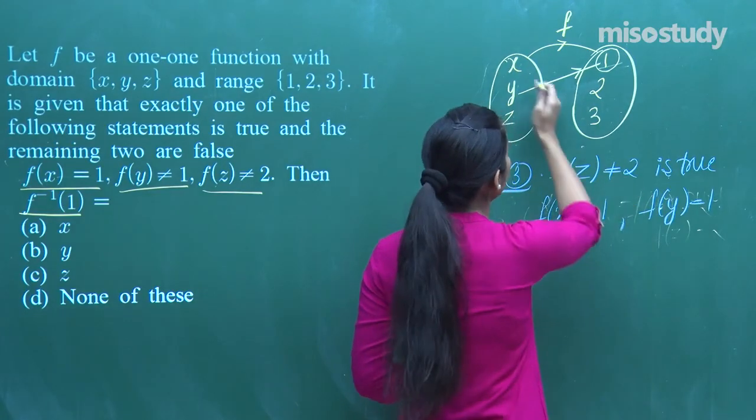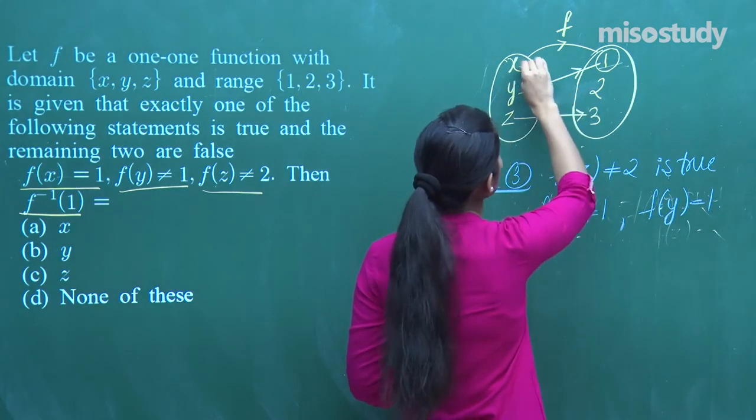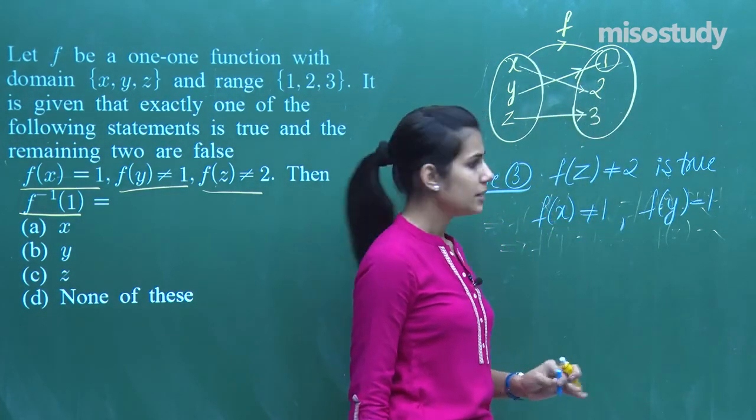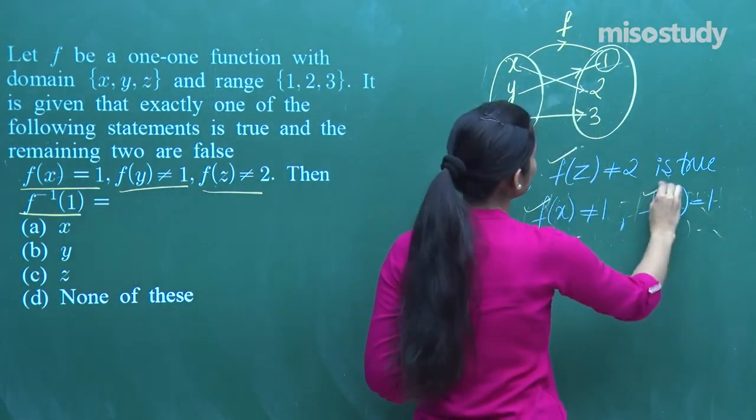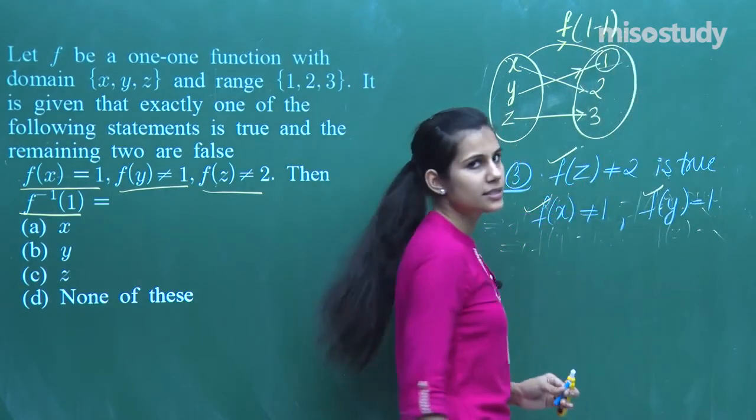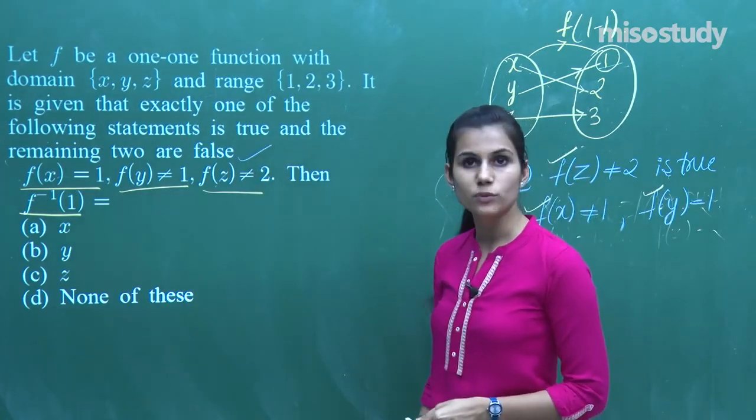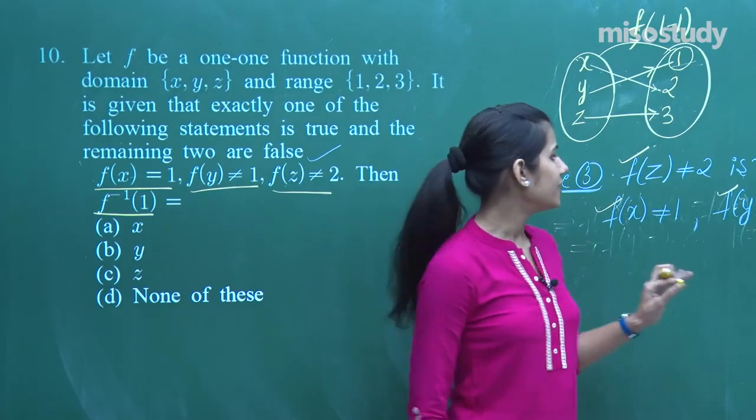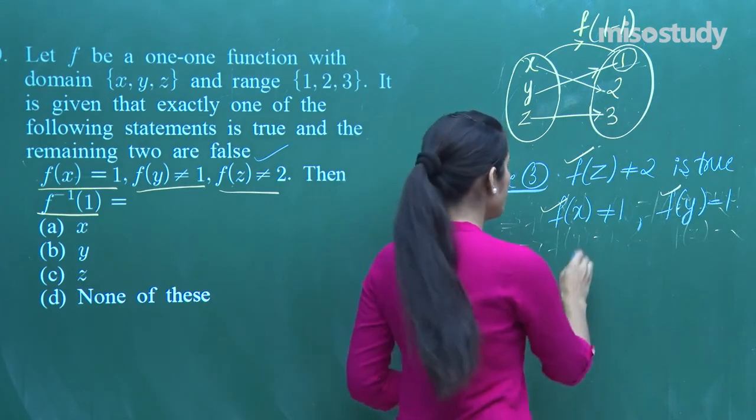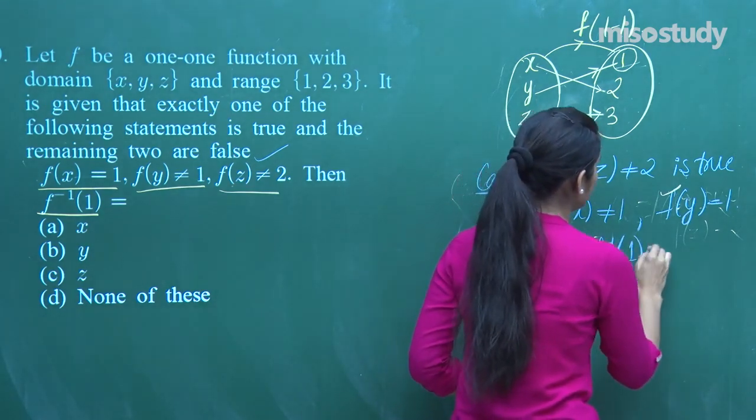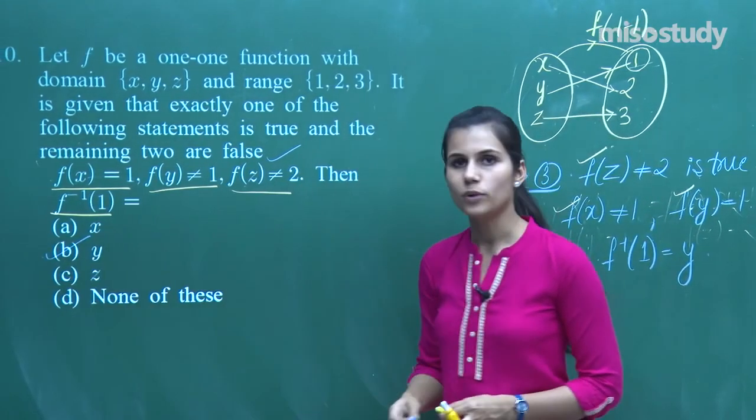That means z cannot be mapped to 2, so let me map z to 3. And x cannot be mapped to 1, so let me map x to 2, because already f(y) is 1. So now this mapping is satisfying this also, this also, this also, and even this. Therefore, case 3 is giving me the correct answer. Out of the 3 statements, it is this statement which should be true and these two should be false. And under this setup, I am getting y is going to 1 and only y is going to 1 because the function is 1-1. Therefore, the inverse image of 1 is y. And here you have the inverse image of 1 is y.